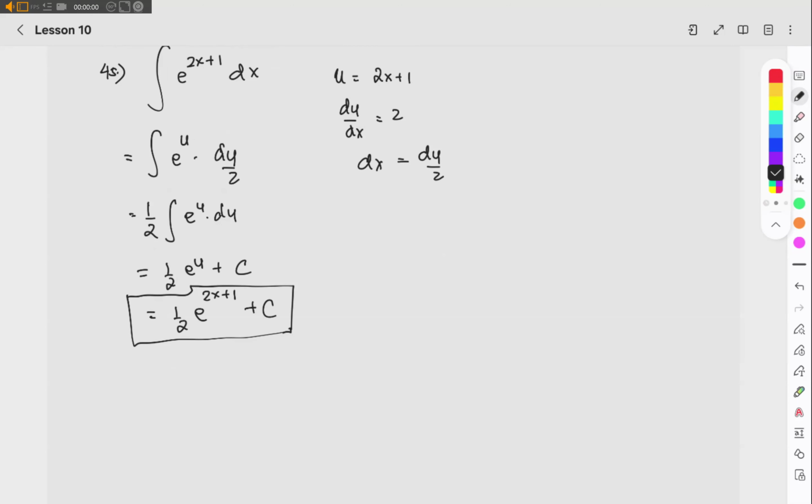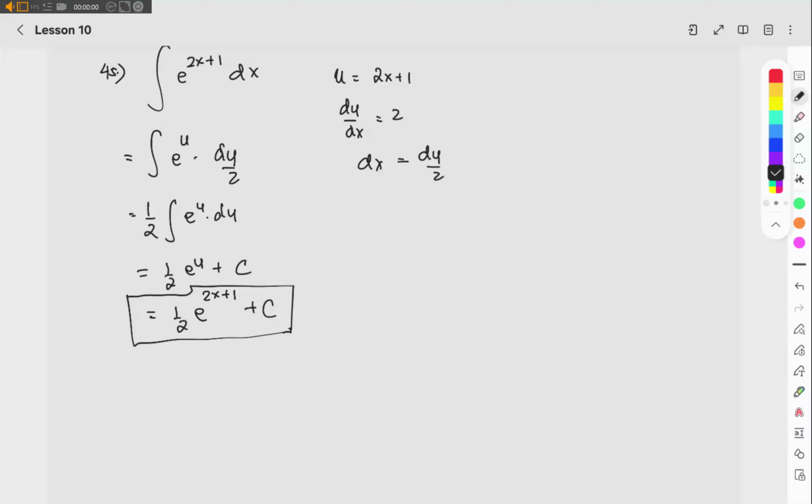All right, that's about the exponential function. That's about the extent of it.